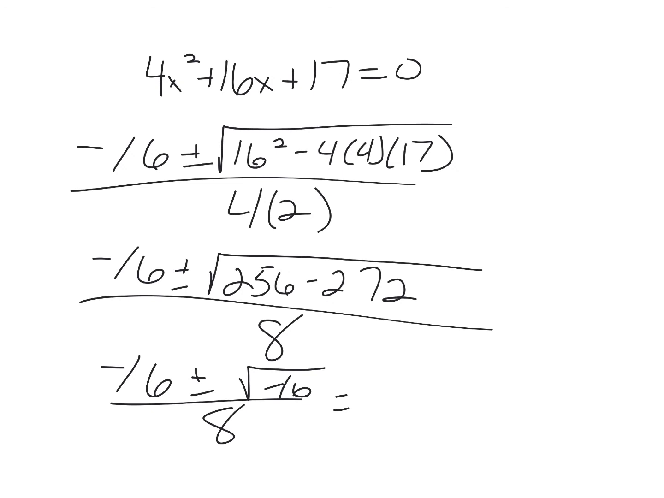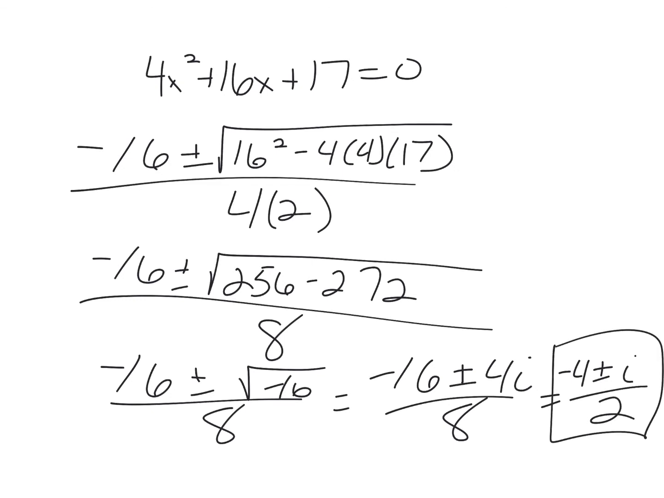And we all know that for the square root of negative 16, we can take out an i. And also the square root of 16 is 4. So it's negative 16 plus or minus 4i over 8. There's a factor of 4 out of all of them, so we can simplify even more and get negative 4 plus or minus i over 2. And those are your two solutions.